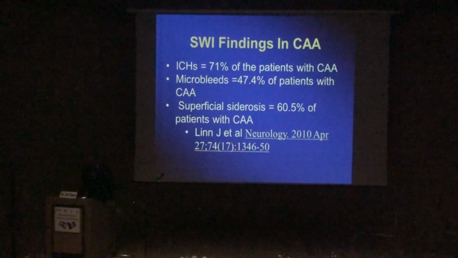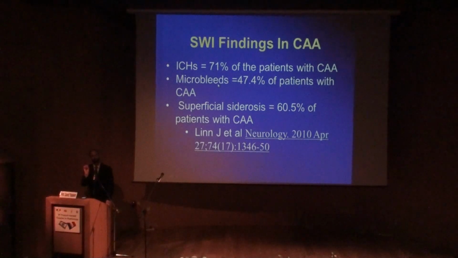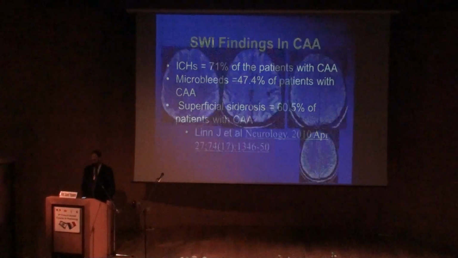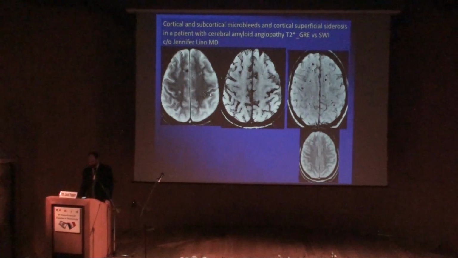However, what we're now seeing is that there's a predominance of microbleeds, these tiny little hemorrhages that occur in the parenchyma, as well as superficial siderosis. And again, this is Jennifer Lynn's work, who is one of the individuals who's been doing a lot of work in analyzing patients who've had cerebral amyloid angiopathy. So this is from her publication. And as you can see, there are hemorrhages that can be seen on the gradient echo scan, but this is the portion of the susceptibility weighted scan.